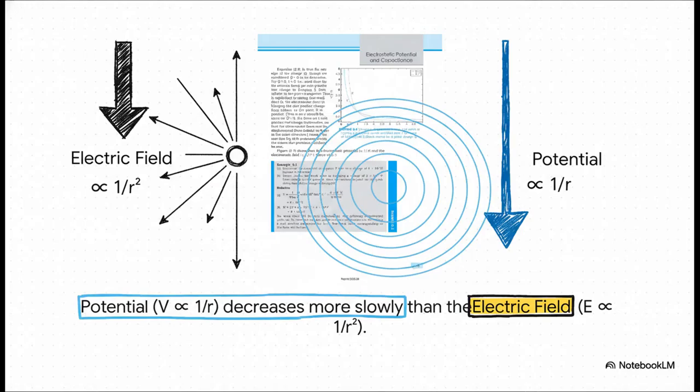And this graph is awesome because it shows a really important difference. Look at the black line. That's the electric field. It drops off super fast as you move away because it's proportional to 1 over r squared. But look at the blue line. That's our potential. It's only proportional to 1 over r. So the potential fades away much more slowly with distance than the electric field does.